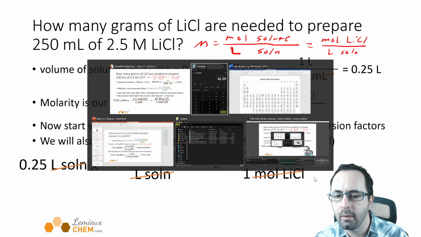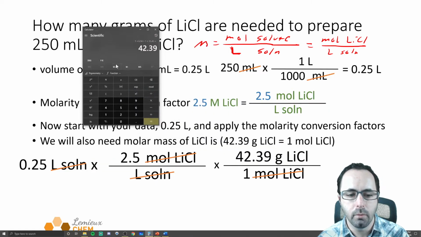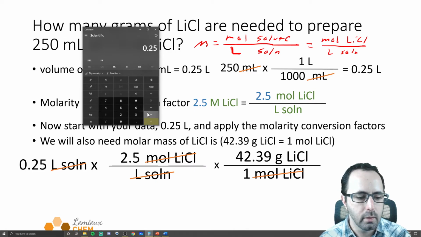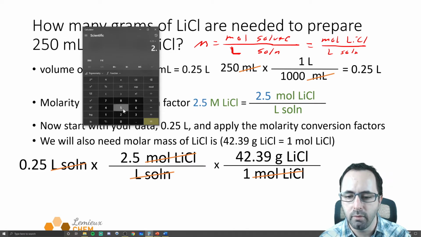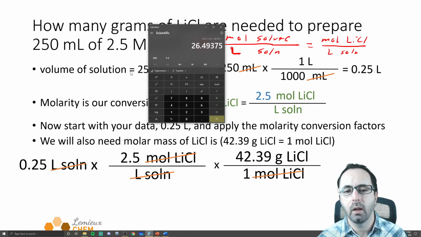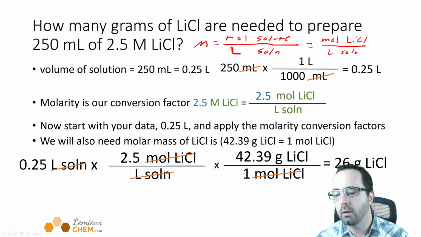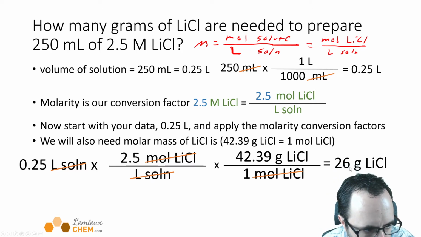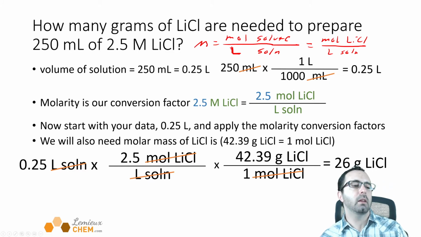Now all we have to do is calculate. So 0.25 times 2.5, since it's on the top, and times 42.39 because that is also on the top, and we get this number here. Because the 0.25, notice 250 milliliters here and 2.5, they were both 2 sig figs. So we're going to round our answer to 2 sig figs. So this is 26. So we'll round to 2 sig figs, 26 grams of lithium chloride right there.